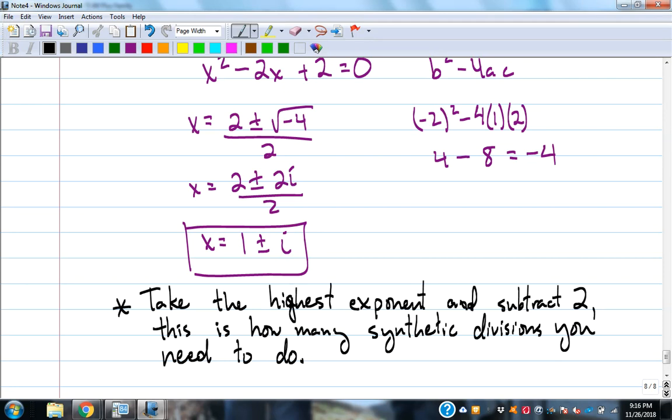The reason that it's subtracting 2 is because you want to end up with a quadratic so that you can do quadratic formula to solve the last 2. Okay. So you want to take your highest power, subtract 2, and whatever you get, you're going to do synthetic division that many times. So that's going to help you have a better process. Again, it's all a process with this stuff, and none of the math is really hard. It's just there's a lot of places that you could make a mistake. So it's just learning that process.